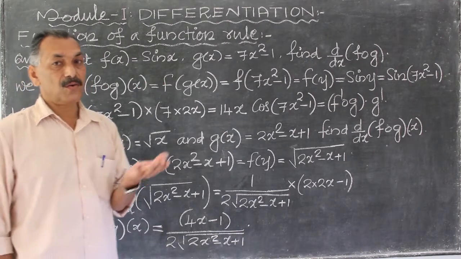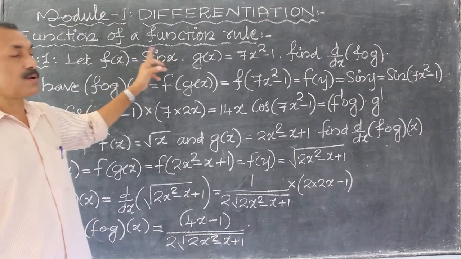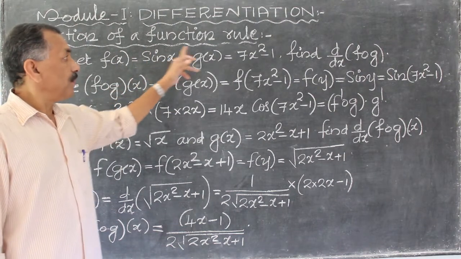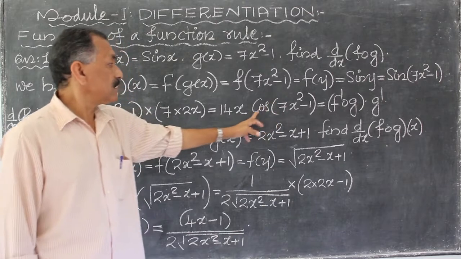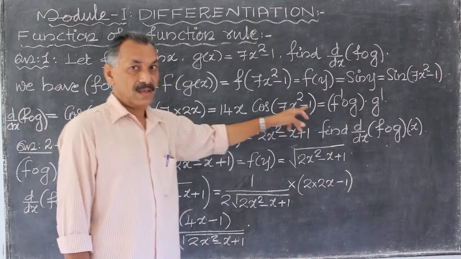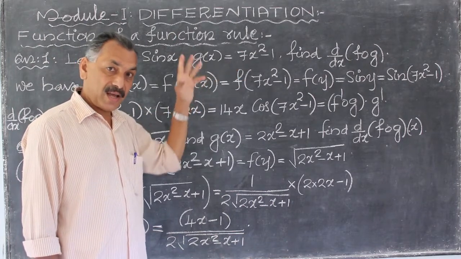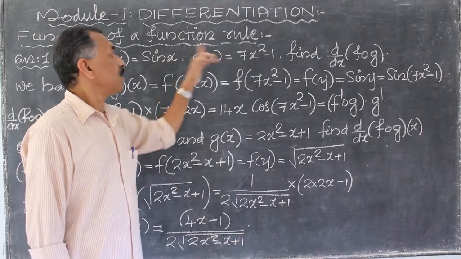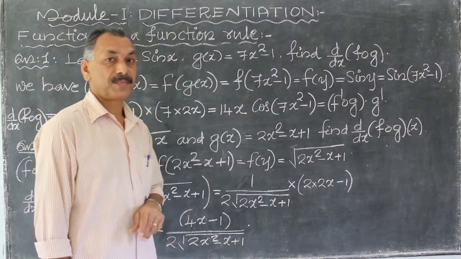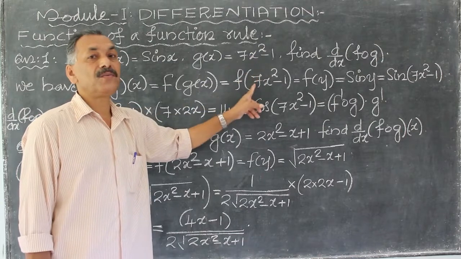Or the derivative of f dot g is equal to, what is f dash? f dash of x is equal to cos x. What is f dash dot g? f dash dot g means f dash of g of x. That is f dash of 7x square minus 1. f dash means cos of 7x square minus 1. That is f dash dot g into this 14x, which is the derivative g dash.